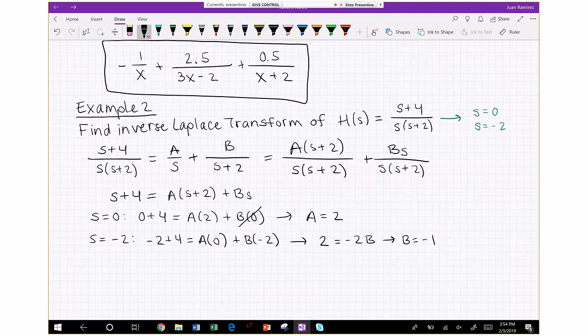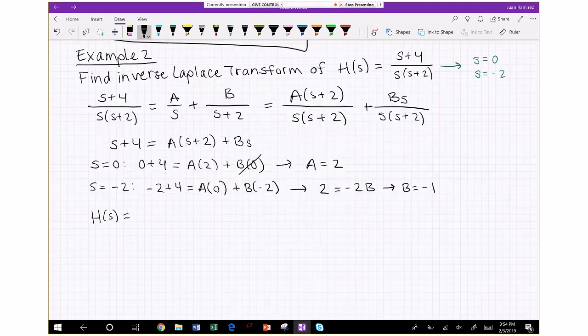So now we have decomposed this fraction such that we know the s-domain function can be rewritten as A, which is 2 over s, plus B, which is negative 1, so instead of the plus, we just put a minus 1 over s plus 2. Now we want to actually take the inverse Laplace transform to find the time domain function. To do that, we're going to take the inverse Laplace transform of each term.